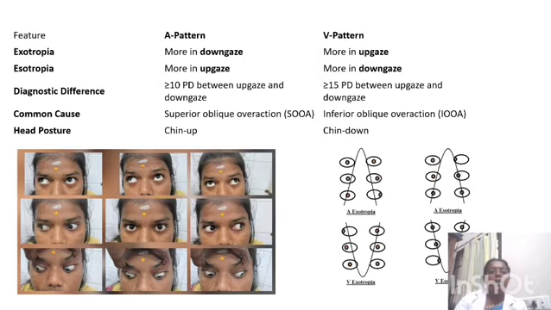An A pattern is diagnosed when the horizontal deviation differs by at least 10 prism diopters between up gaze and down gaze, whereas a V pattern requires a difference of at least 15 prism diopters. Superior oblique overaction commonly causes A patterns, while inferior oblique overaction commonly causes V patterns.